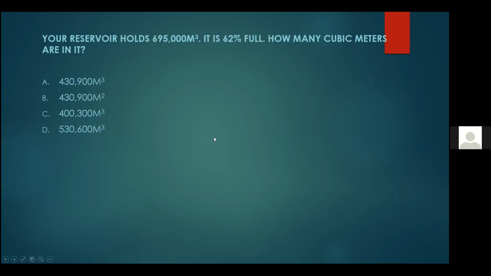Oh, here we go. This is a good one. I got a reservoir, it's got 695,000 cubic meters. That's huge. It's 62% full. How many cubic meters are in this reservoir? How many cubic meters if this reservoir has 62%? What do you think?